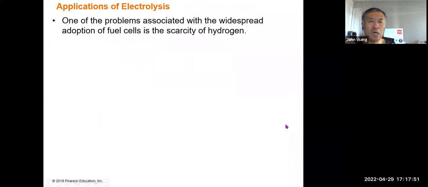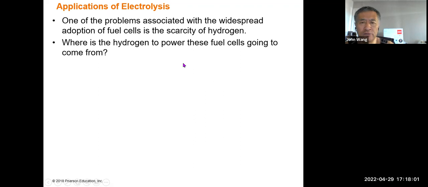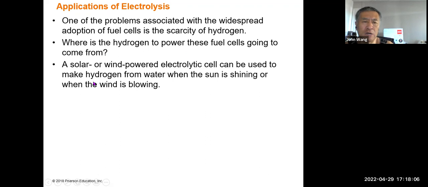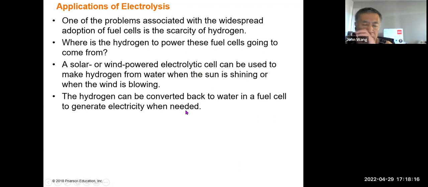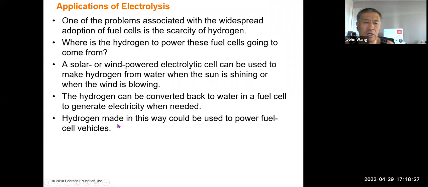One of the problems associated with the widespread adoption of fuel cells is the scarcity of hydrogen. Where is the hydrogen to power the fuel cell going to come from? A solar or wind powered electrolytic cell can be used to make hydrogen from water when the sun is shining or the wind is blowing. That's a good idea. You can use them in a spacecraft. Then the hydrogen can be converted back into water, which they can drink. So hydrogen made this way could be used to power fuel cell vehicles.